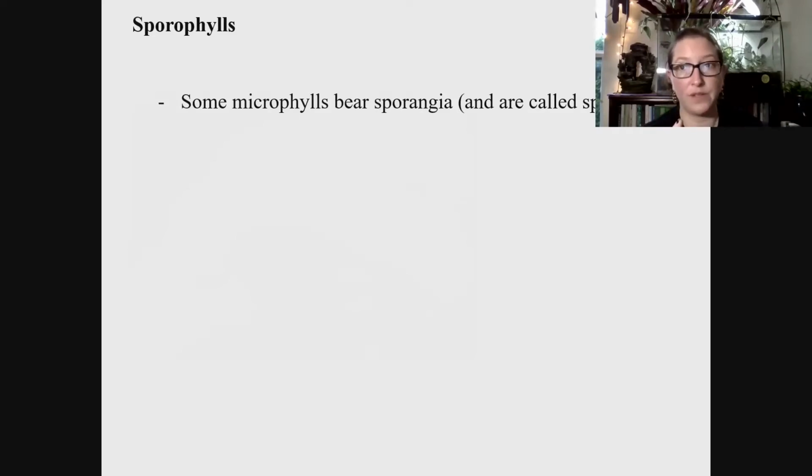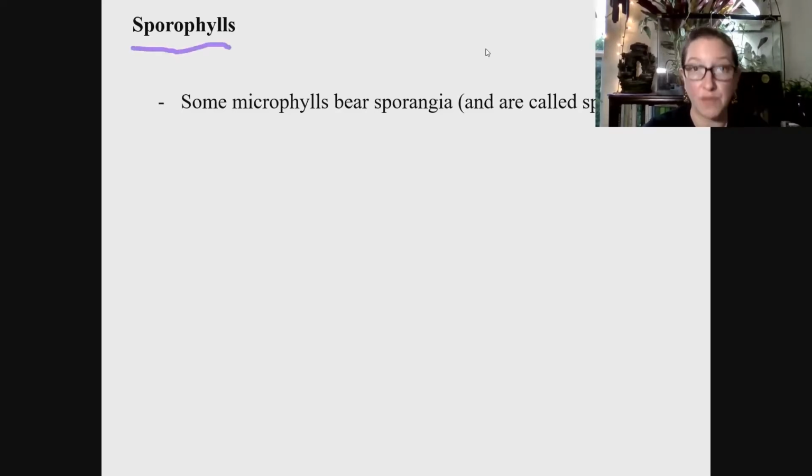And some microfills have sporangia on them, because I said at the top of the class that in the vascular plants, sporangia are located on leaves. In the case of the lycopods, Lycopodium and Selaginella, the sporangia are located on microfills, right? Simple leaves with one vein. If a microfill has a sporangia on it, we call it a sporophyll.